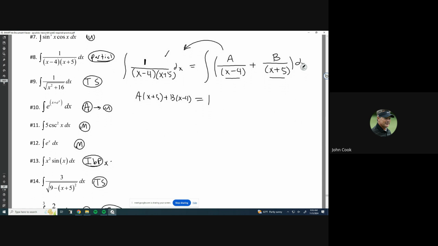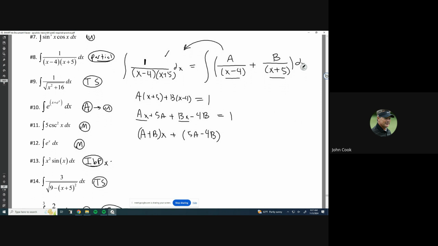So if you distribute the A in there, Ax plus 5A, and you distribute the B in there, Bx minus 4B, that's equal to 1. And then if you were to combine like terms, the x values would combine. So A plus B times x. And then combine the constants together and you would get 5A minus 4B, right?